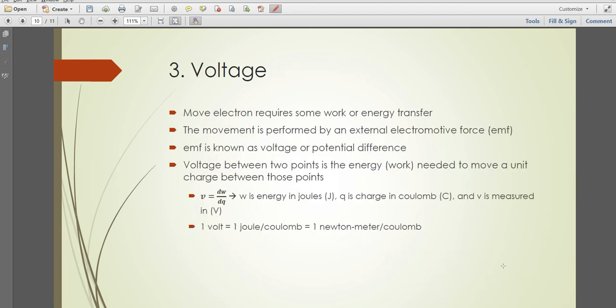Okay, voltage. To move those electrons, we need work or energy to be exerted to move them from one terminal to another terminal. It's like water flow. If you need water to flow from one part to another part, you should have a certain height, and you have water flowing like this.